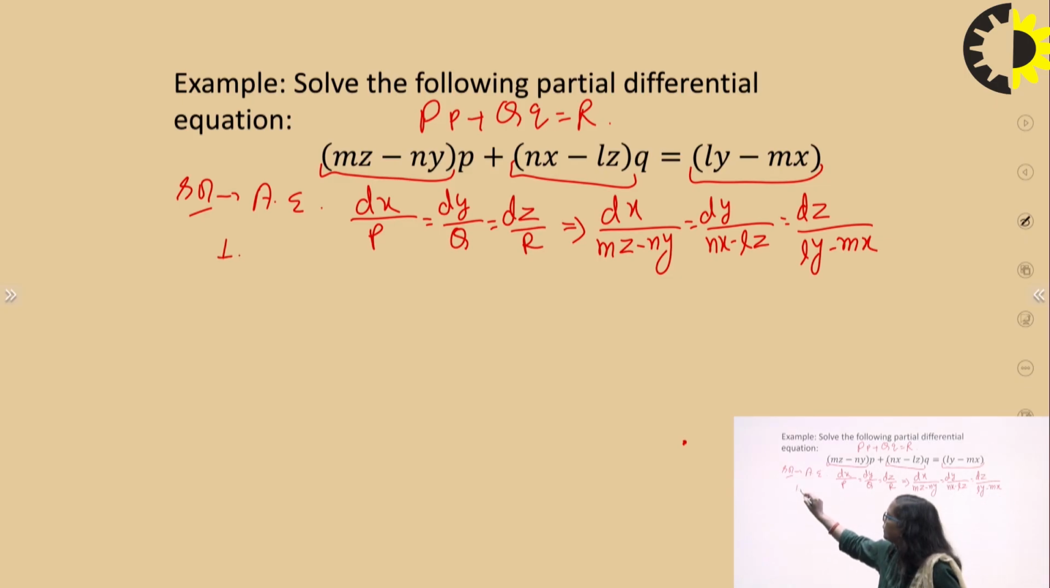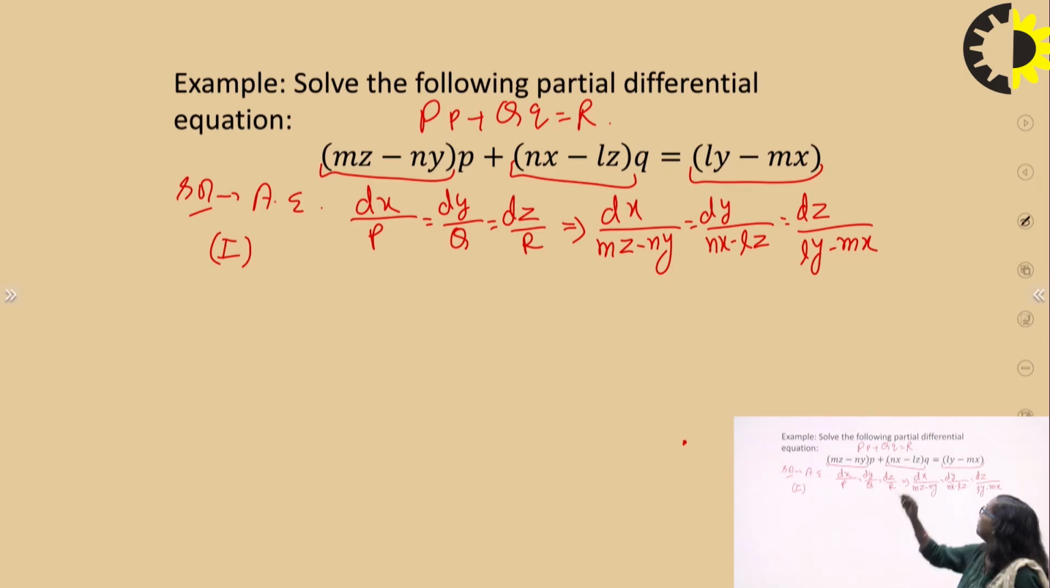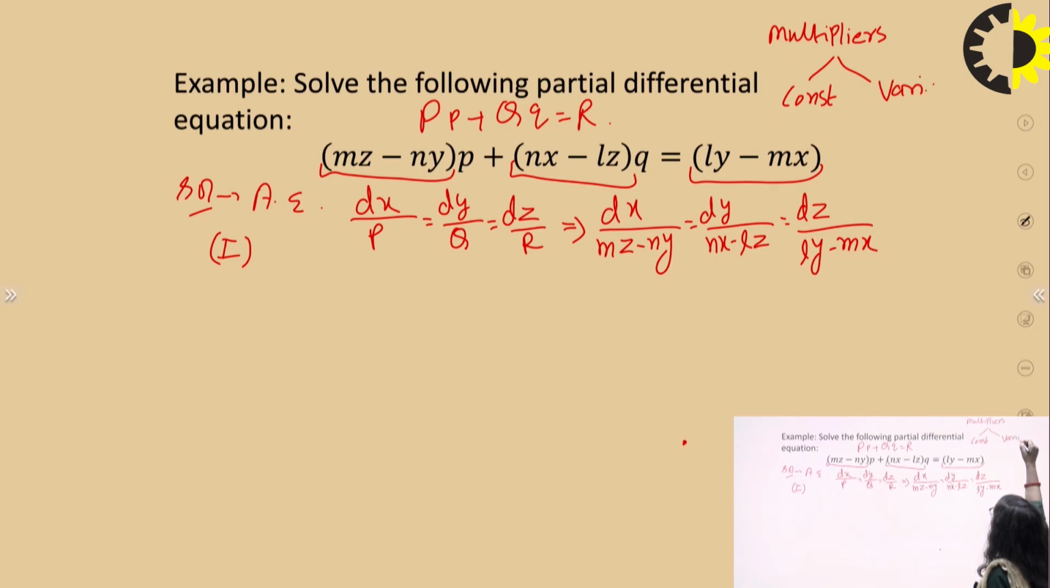So for the first solution, I need to think about my first set of multipliers. How do multipliers work? What are multipliers? Multipliers may be constants, may be variables. If you multiply the denominators one by one with those multipliers and add them, you get the value 0 in the denominator. That's the first type of multiplier, you can say.